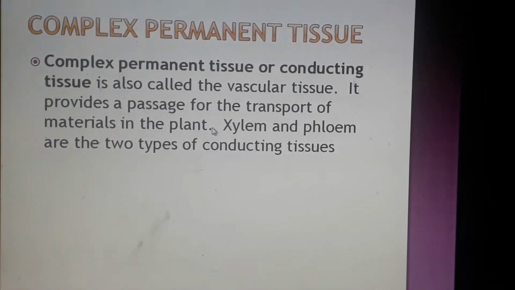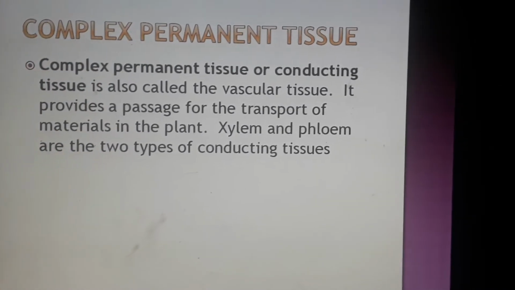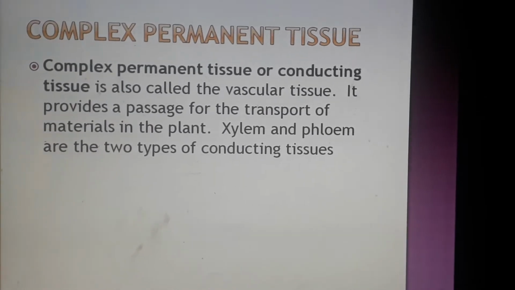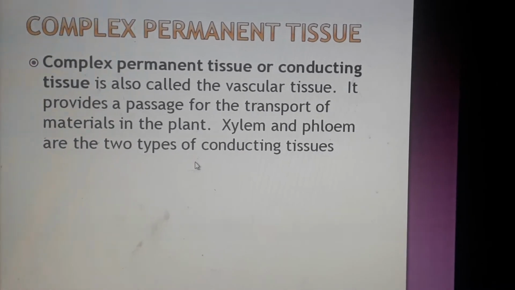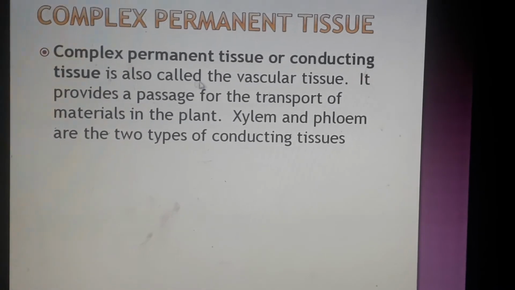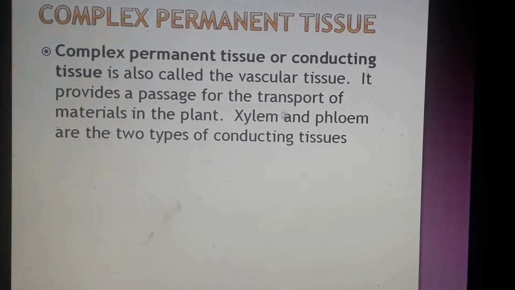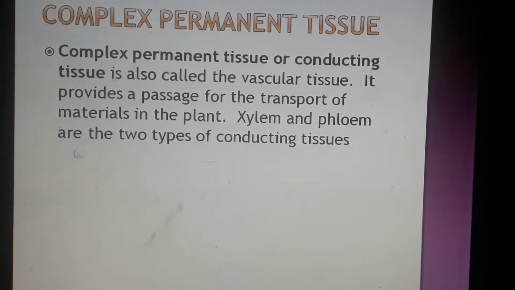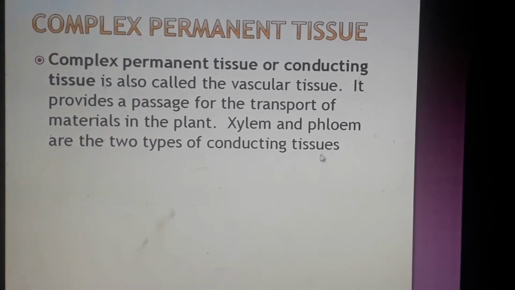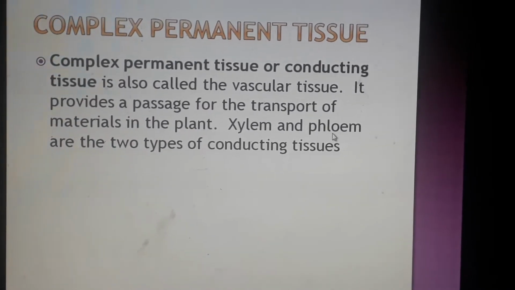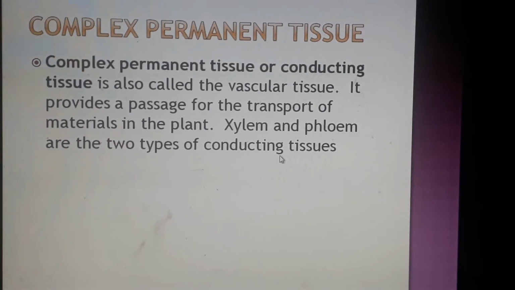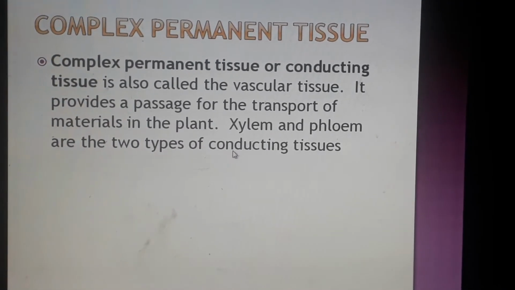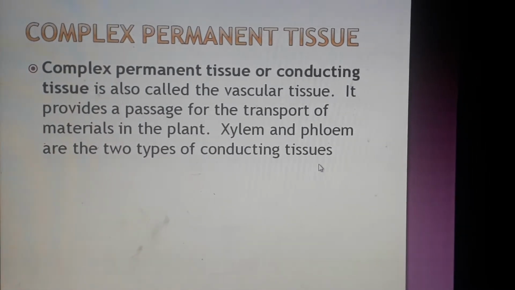Okay. Earlier when we learnt about the simple permanent tissues, we learned they had the main function of storage of food and mechanical support. So here what is the function of these tissues? Main is provides a passage for transport. So main is transportation. Xylem and phloem are the two types of conducting tissue. So we can say xylem and phloem, they are two types of conducting tissue. Or what other name can you give? What can I say? Xylem and phloem are the two types of dash tissues. What tissues? Send me the answer.